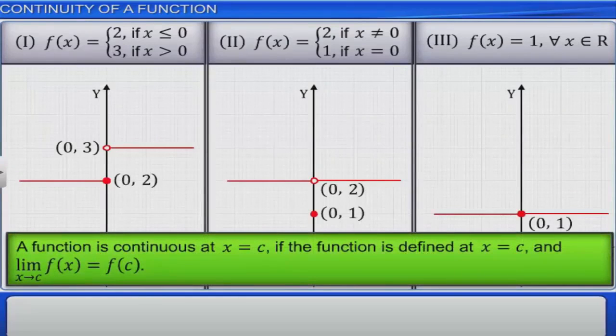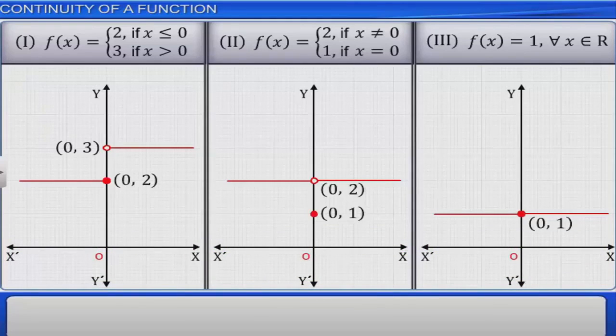Mathematically, a function is continuous at x is equal to c if the function is defined at x is equal to c, and the value of the function at x is equal to c is equal to the limit of the function at x is equal to c. Now, let's interpret these graphs by determining the left and the right-hand limits of each function. Let's start with the first graph.